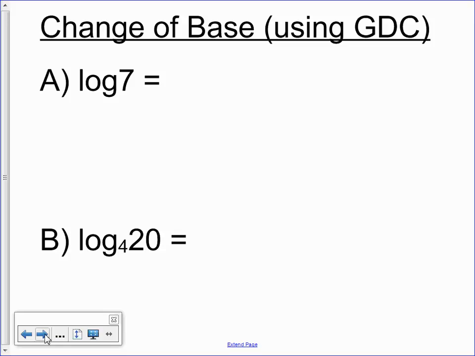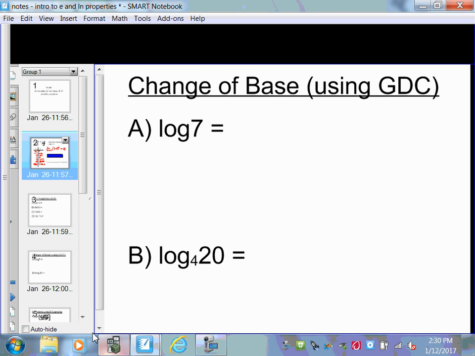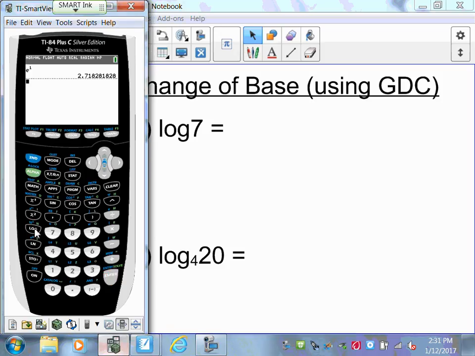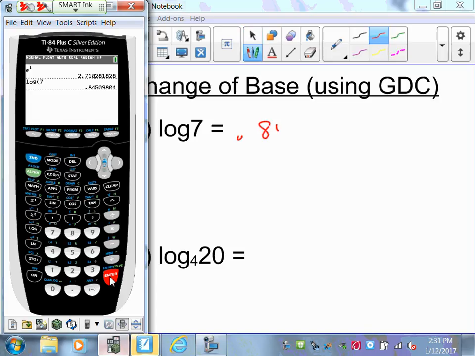GDC stands for Graphing Display Calculator. If it's a paper 2, you'll be using a GDC. If paper 1, no GDC. It's no big deal. Let's pretend this is paper 2, and you get an answer of log 7, and they want the closest decimal approximation. You hit log 7, enter, and get 0.845-ish. That would be an answer you would see in paper 2.